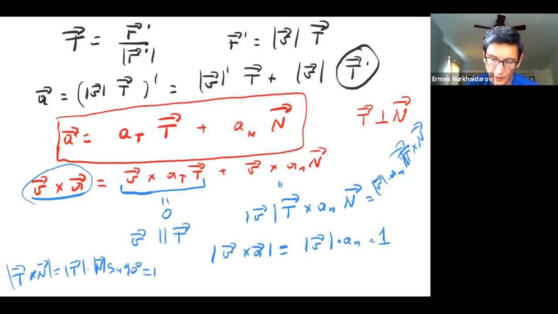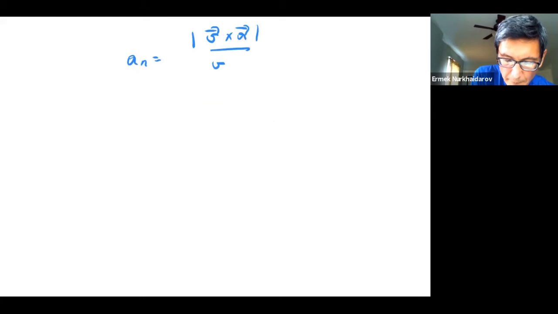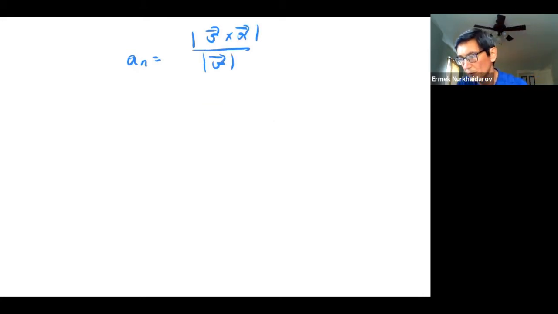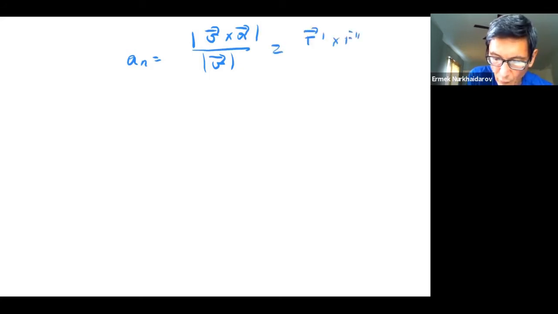So from here, we get a formula for normal component an. An equals velocity cross acceleration over speed, length of cross product over this, or in terms of r prime, r double prime, r prime cross r double prime over length of r prime, and magnitude on top and magnitude.